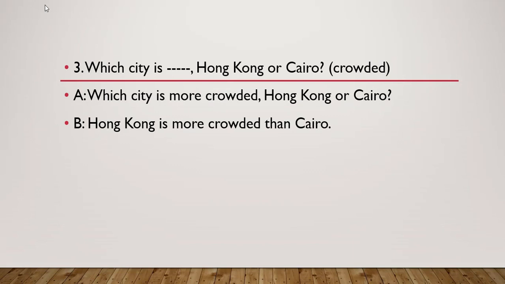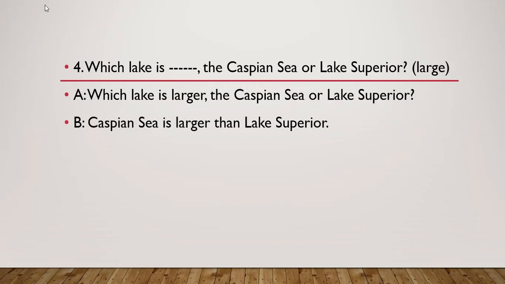Number 3, we have which city is dash, Hong Kong or Cairo? We want to use the adjective crowded. So which city is more crowded, Hong Kong or Cairo? You can see more crowded is the comparative form of the adjective crowded. And so the answer should be Hong Kong is more crowded than Cairo.